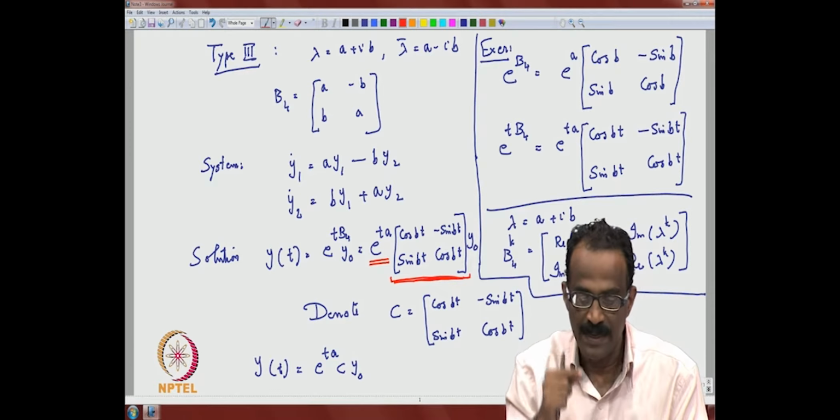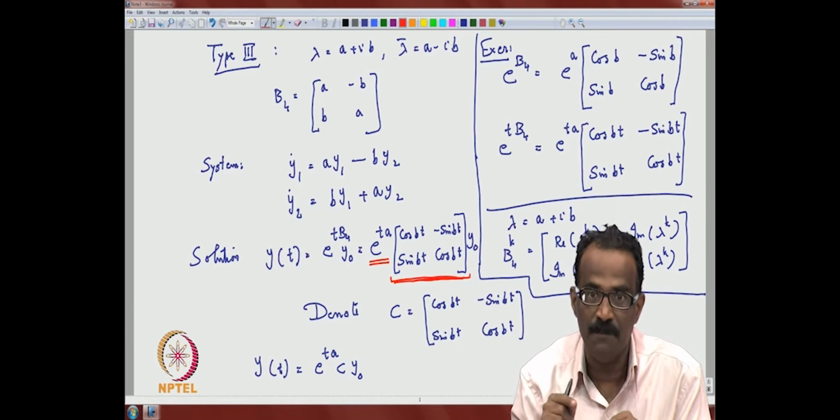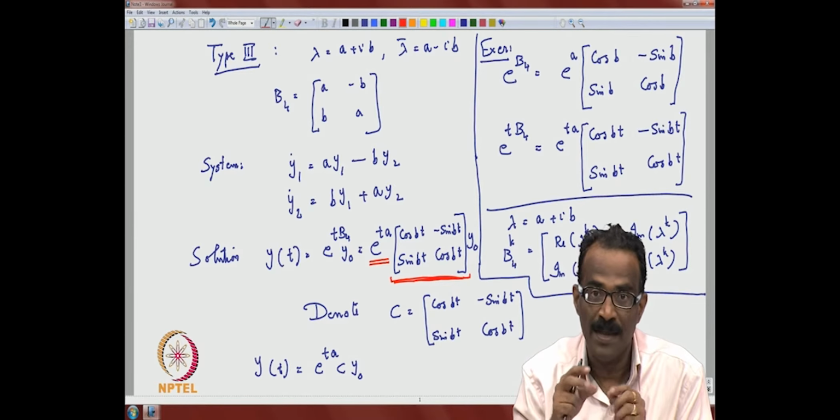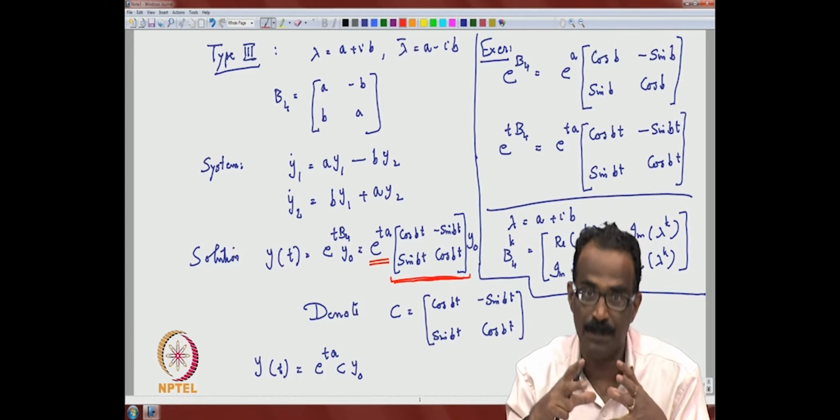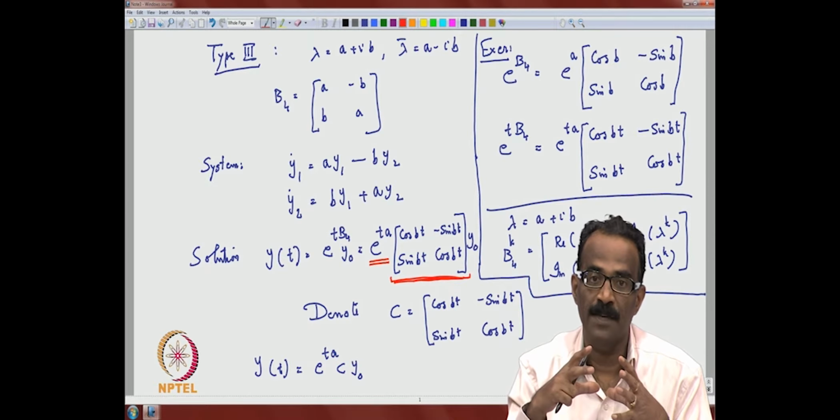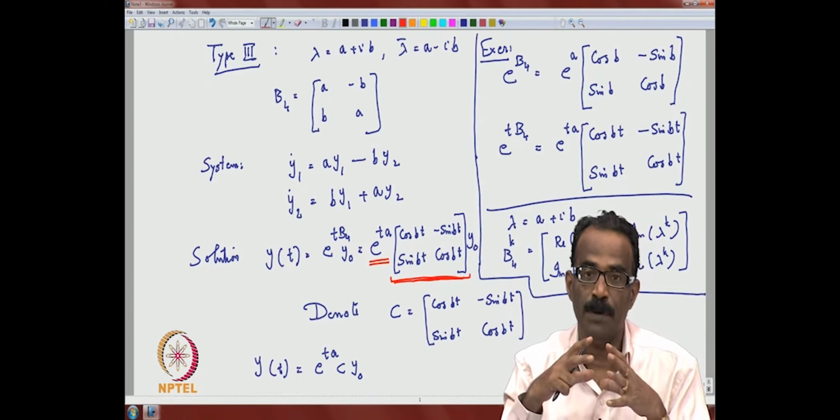On the other hand, the term e power t a, if a is not equal to 0, is typically the amplitude. If a is positive, e power t a will go to infinity.